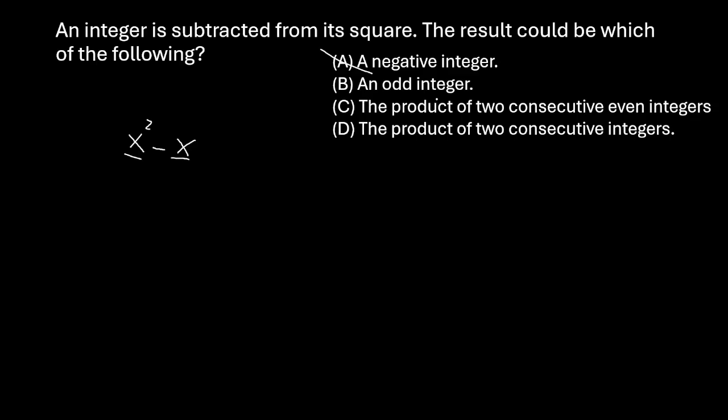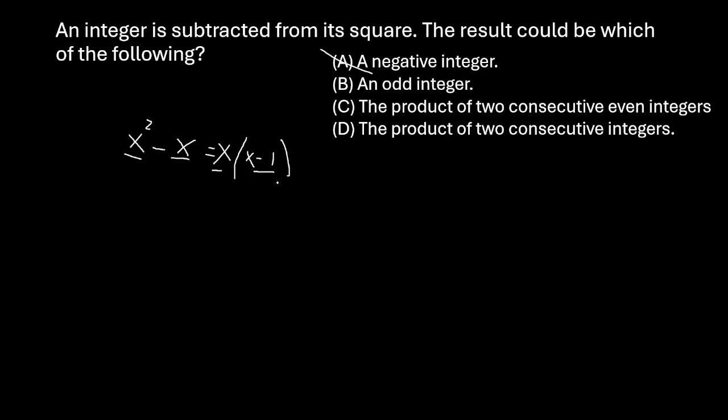An odd integer. Well, okay, how can we write this? We can write this in another way. If we put x in front, we have x minus 1, because if we multiply with x, then it will be x squared minus x. Okay, so it's x times x minus 1, and x is an integer.